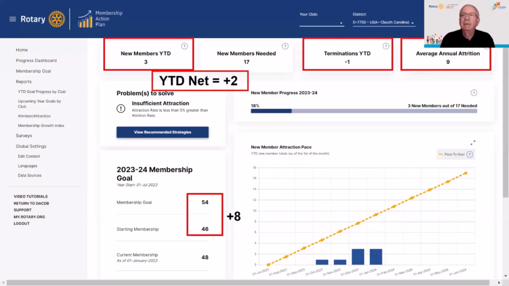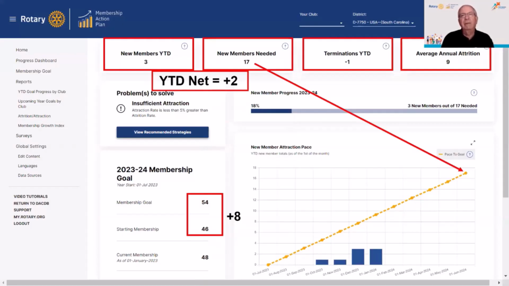And of course, that average annual attrition of 9 means they're going to need 17 members this year, of which they've acquired 3. So the 17 member pace line is here. You can see the blue bars not even within striking range of where they need to be at this point, halfway through the year.